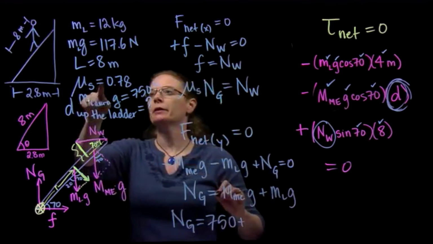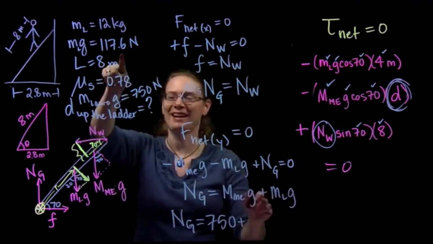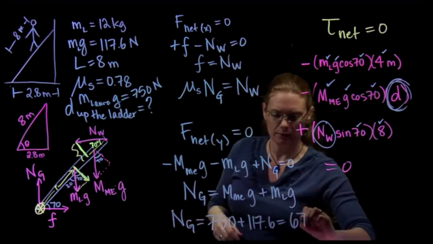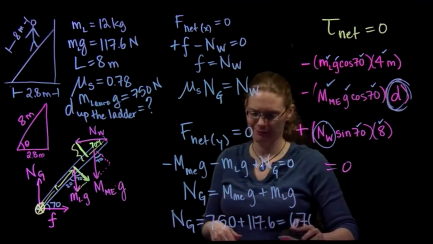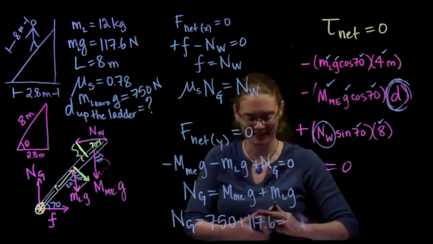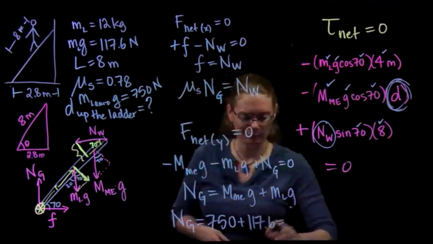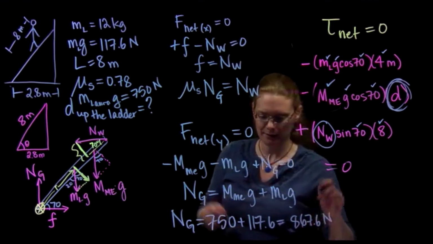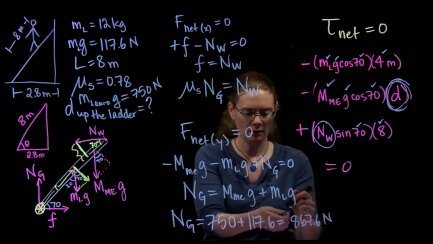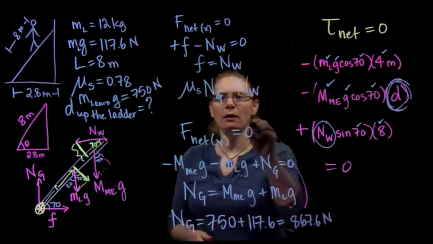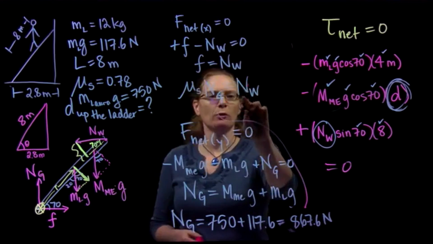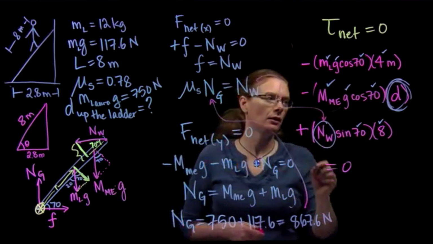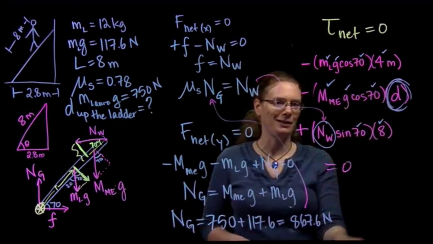Plus the weight of the ladder, 117.6 newtons. So that's 800... oh shoot, 800, I can add, really, 867.6 newtons. Yes, I think I can do this. From here, I can put N_G into that, and that'll give me my normal of the wall, and from there, I can put that into here, and I can solve for my D, finally.